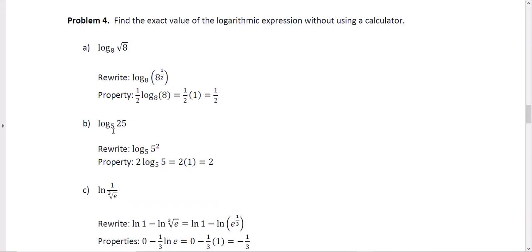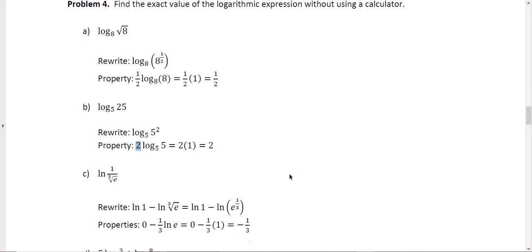What power do I put on 5 to get 25? Maybe you could answer 2 right away, but using the properties, we would rewrite 25 as 5 squared. The 2 power becomes a 2 coefficient. And we'll have 2 times the log base 5 of 5, but log base 5 of 5 is 1. 2 times 1 is 2.